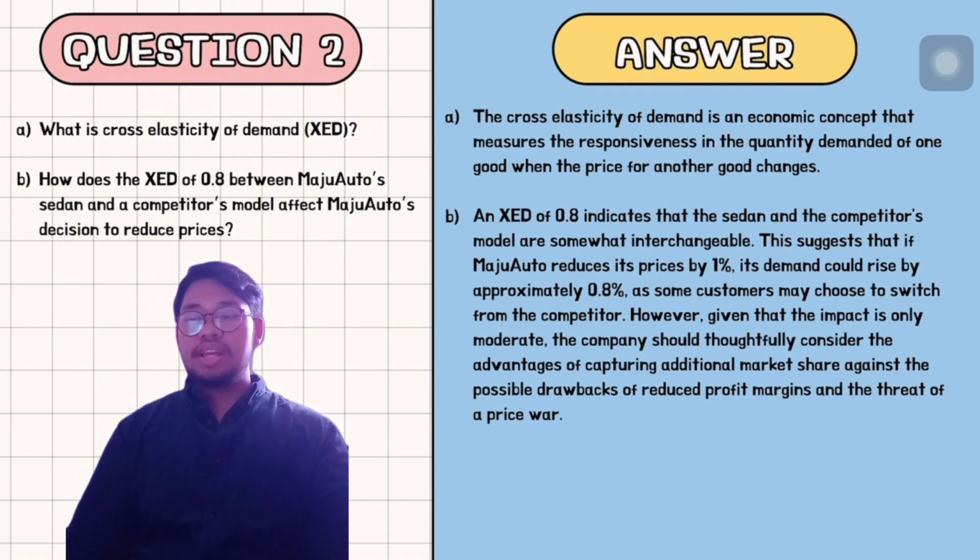B. How does the XED of 0.8 between Maju Auto's sedan and a competitor's model affect Maju Auto's decision to reduce prices? An XED of 0.8 indicates that the sedan and the competitor's model are somewhat interchangeable. This suggests that if Maju Auto reduces its price by 1%, its demand could rise by approximately 0.8%, as some customers may choose to switch from the competitor. However, given that the impact is only moderate, the company should thoughtfully consider the advantage of capturing additional market share against the possible drawbacks of reduced profit margins and the threat of a price war.